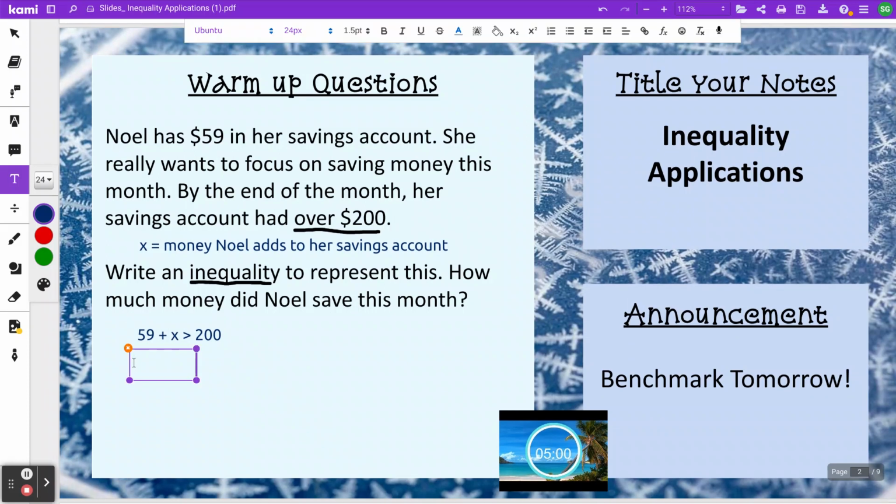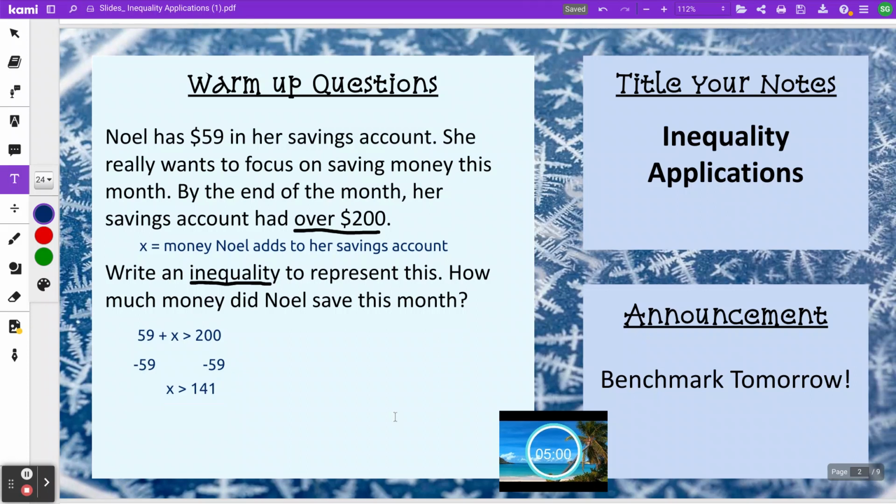To solve this inequality, I want to subtract 59 on both sides of my inequality. On the left side, that's going to give me X all by itself. I keep that greater than sign. And then on the right side, I'm going to have 141. That's telling me that she must save more than $141.